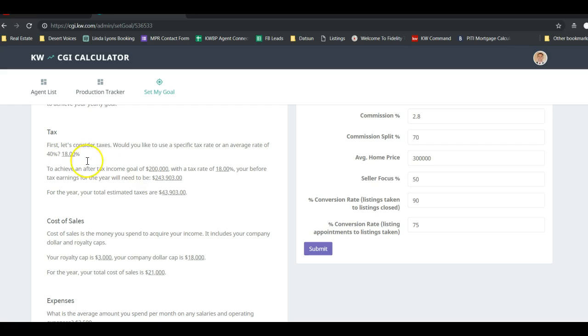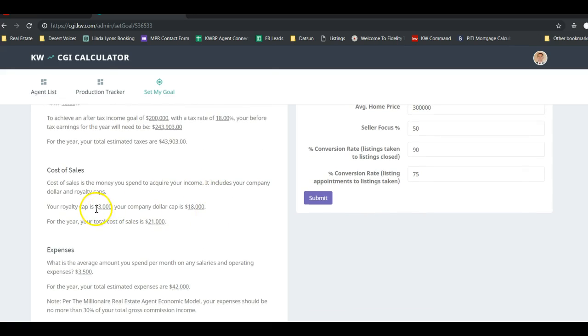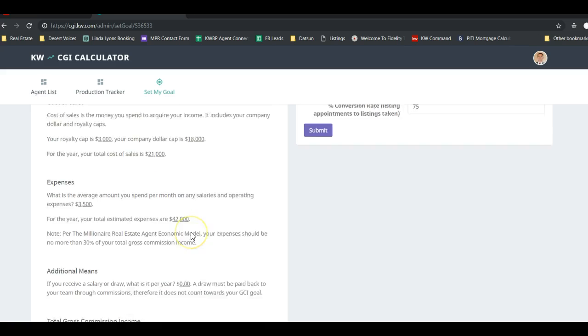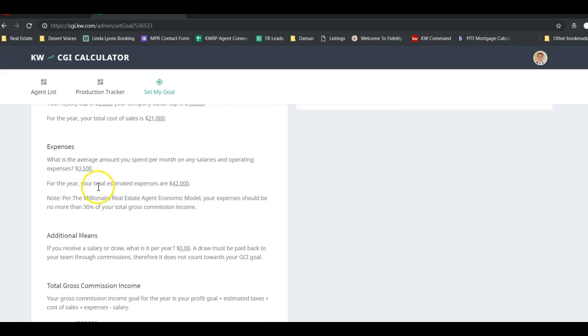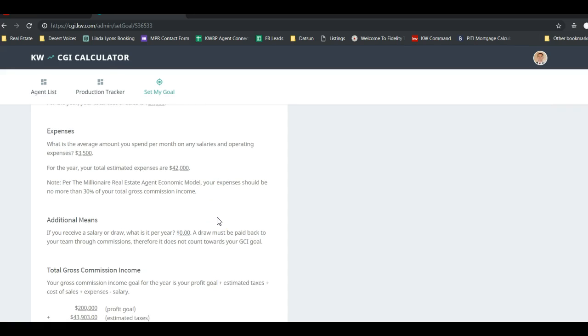Let's figure stuff out here. In order to profit $200,000, you need tax earnings of $243. That means you need total estimated taxes of about $43,000. Your royalty cap's 3, your dollar cap's 18. Here are your expenses: your total estimated expenses are $4,200. It's just doing this math for you, right?